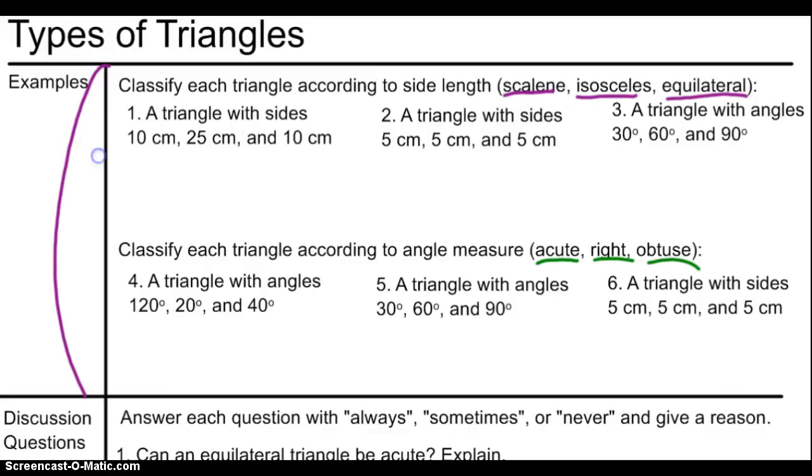A triangle with sides 10 centimeters, 25 centimeters, and 10 centimeters. Well, it's got 2 congruent sides. That means it's isosceles. A triangle with sides 5 centimeters, 5 centimeters, and 5 centimeters. Well, we know that's going to be equilateral.